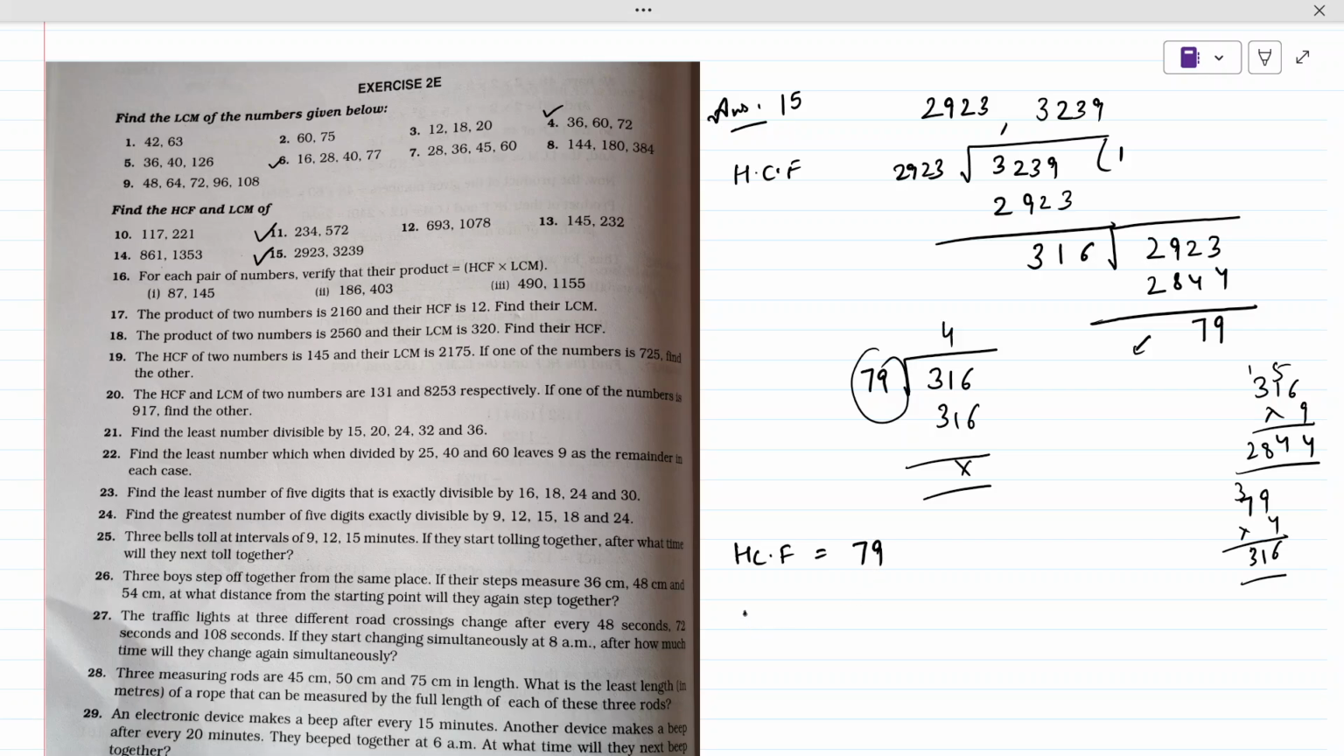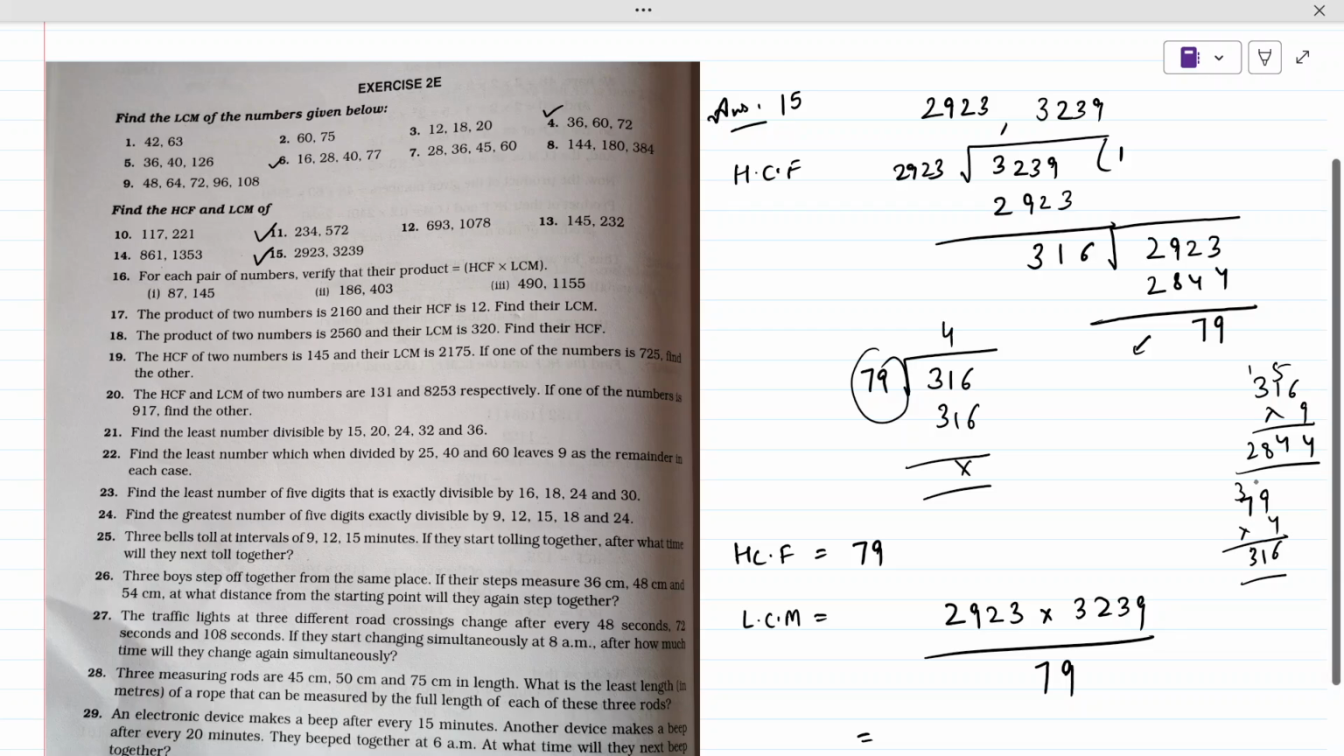So now kids, how can we find out LCM? Product of the two numbers 2923 into 3239 divided by 79. So we have to solve this. By solving this, we will get the LCM. So if we solve this, we will get the LCM as 11983. This is our LCM, right?